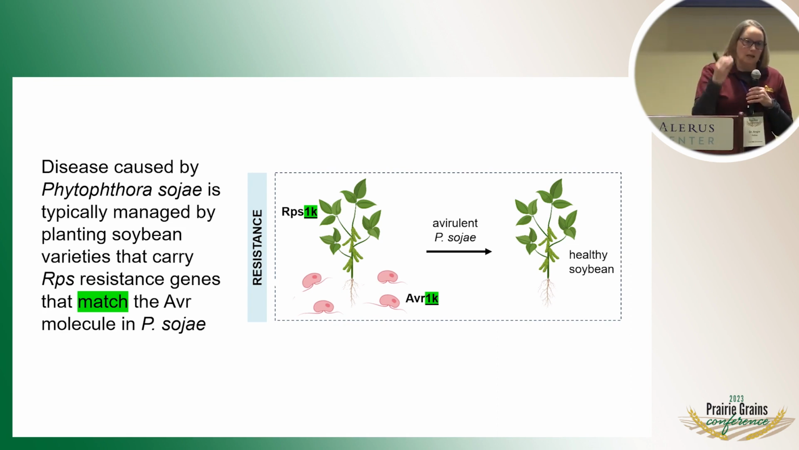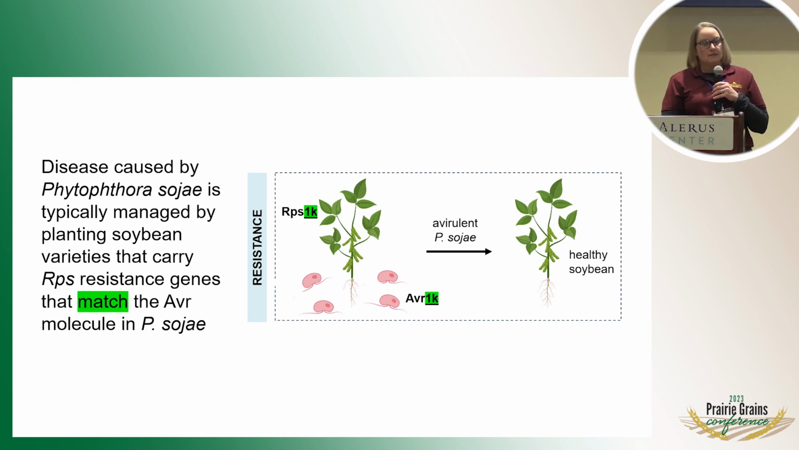So if the plant has a complementary RPS gene to the pathogen's AVR gene, it's able to know that the pathogen's there and mount a resistance response. And so knowing which AVR genes are around in the Phytophthora population throughout the state is really important for knowing which genes would be most effective in our soybean varieties that we plant.